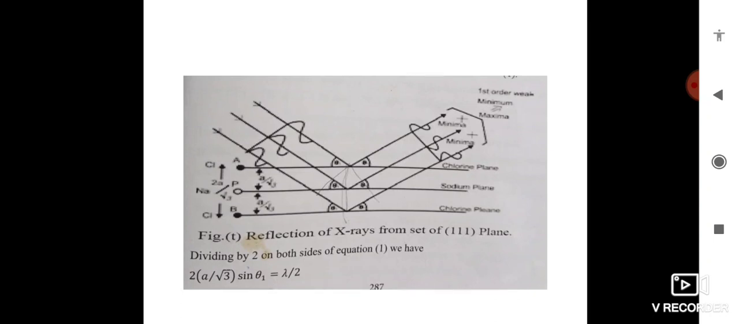So this is the diagram of reflection of X-rays from a set of 111 planes. This is 2d sin theta. Use Bragg's condition: 2d sin theta equals n lambda. Here d is the spacing, that is a by square root of 3. For the first reflection, theta 1 equals lambda by 2.